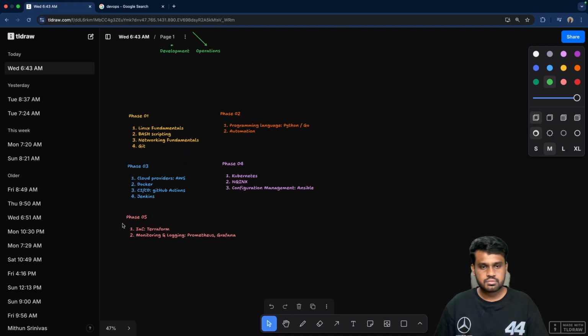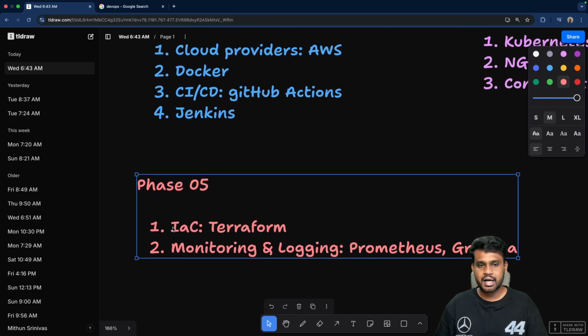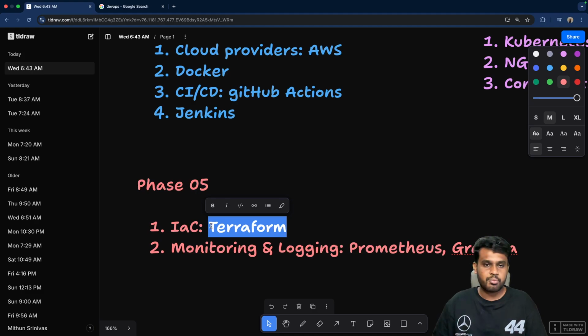Next, we will move to phase 5, where we are going to touch on advanced concepts like IaC, infrastructure as code. Okay, this is where you will be managing your servers, and infrastructure management comes into the picture. There Terraform plays a very important role. If you have a good understanding of Terraform and some hands-on experience, it will be a great boost.